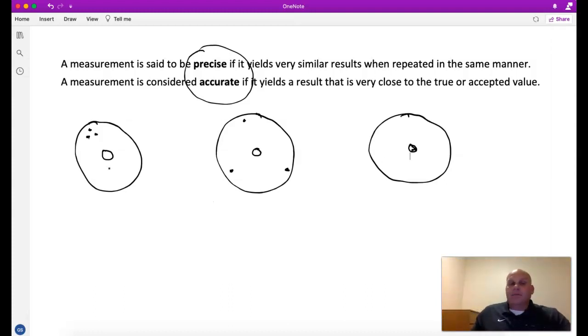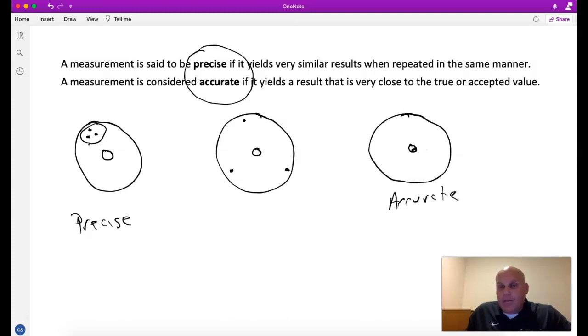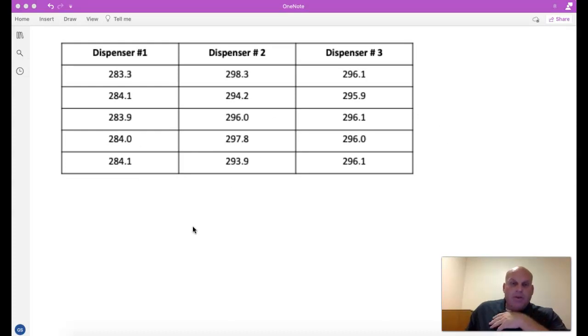So in terms of accuracy and precision, this first example would be precise because all 3 darts are close to one another, but not accurate because they're not near the accepted or true value or where we want them to be. In this second example, the darts are neither accurate nor precise because they're not close to one another and they're not close to the bullseye. In this final example, the darts are accurate because they're near the bullseye, and they're also precise because they are near one another. Accuracy and precision are very important when we evaluate data.